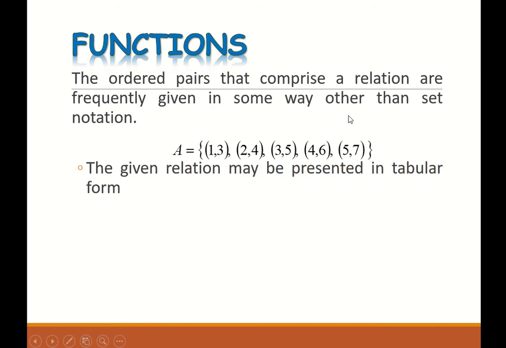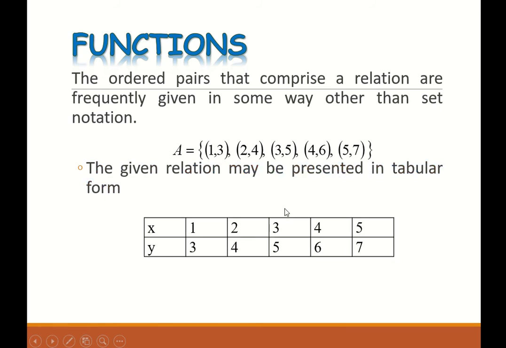Then the given relation may be presented in tabular form, something like this. We have x, we have y. So all the values here are for x, that is, for the abscissa, and these are the values for y. These are the ordinate.